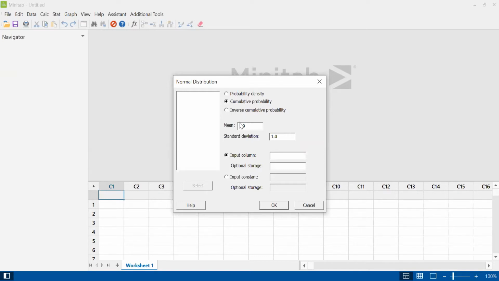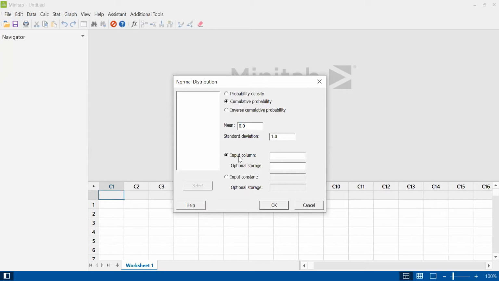Then if you look here, it asks for the mean and standard deviation. What this is trying to say is what is the center of your curve and what is the spread of your curve. This defaults to 0 and 1, and that's exactly where I want it. I want it at 0 and 1 because I'm on the Z curve.